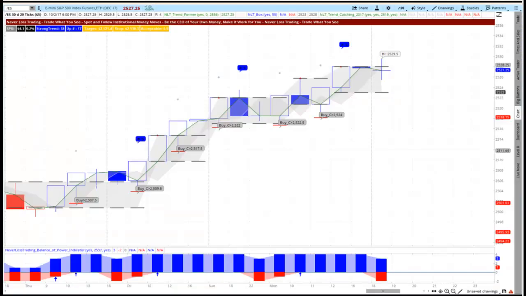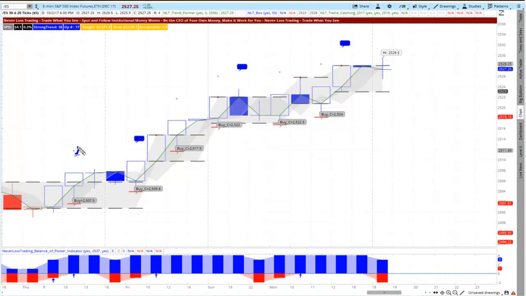What you see here is the Never Loss Trading trend catching chart between September 28 and October 3, so very recent, where we recorded that. Let me take a pen here and we go through it. You see here at certain points there's a buy signal and there is an exit set.